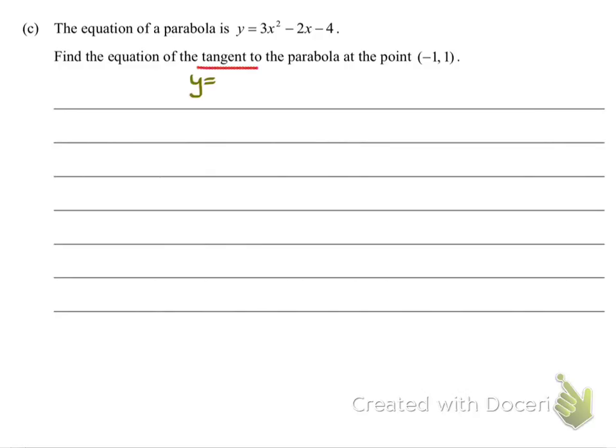For this one here, we want the tangent. That's the equation of the tangent. So we want to find the gradient first. To find the gradient, you need to differentiate. Multiply by the power, reduce the power by 1. You're given the point -1. That's your x value. So replace x with -1.